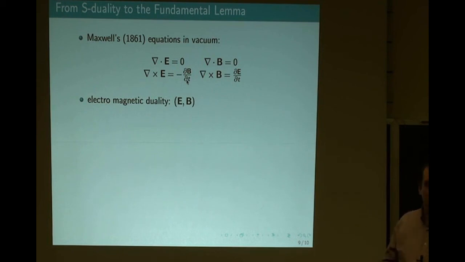You can think of Maxwell's theory as a U1 gauge theory, so it's really just connections on a U1 bundle in 4 dimensions, on a 4-dimensional manifold, say R4.